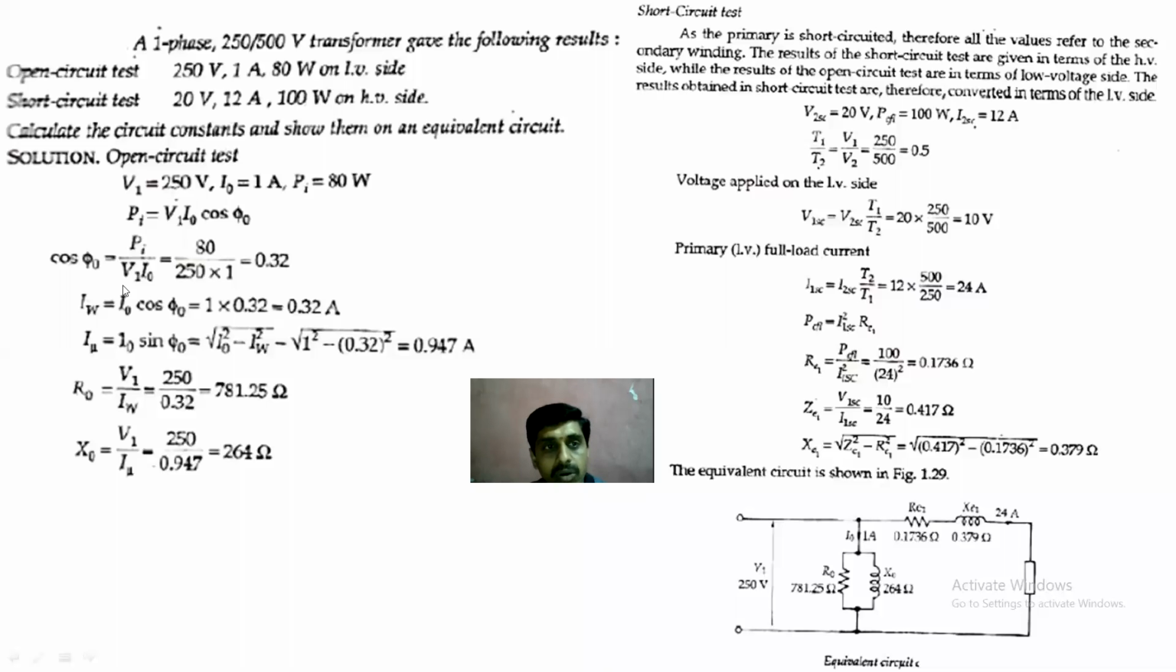So we know V1, I0, and PI are given. From that you can calculate cos phi 0 because I0 is already given. We'll get these two, and from these two we'll get R0 and X0. This is with the open circuit test.